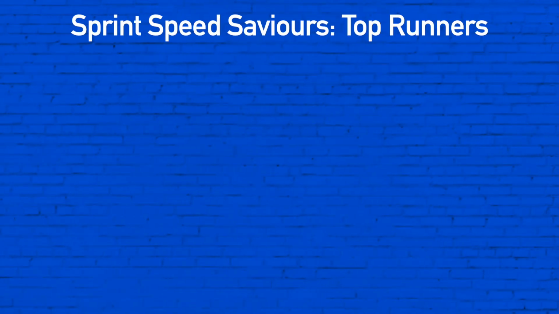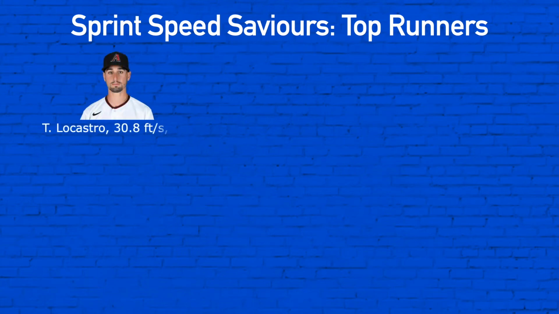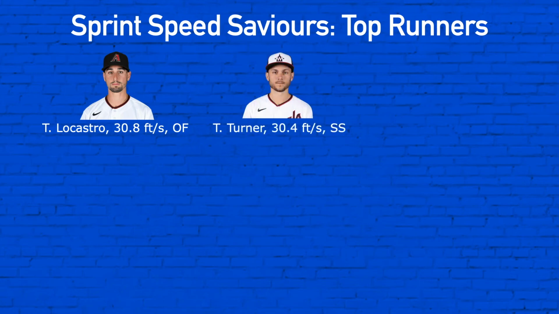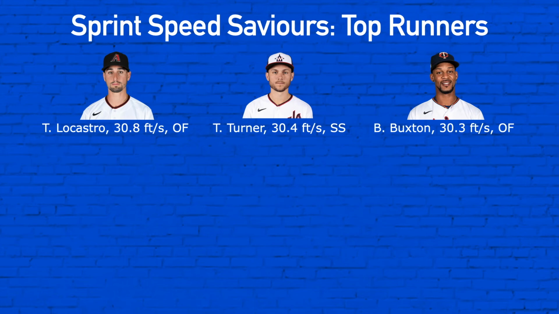Now, onto the fastest runners according to sprint speed. From best to third best: Tim Locastro, 30.8 feet per second, outfield. Trea Turner, 30.4 feet per second, shortstop. Byron Buxton, 30.3 feet per second, outfield. These are players who all play positions that have one thing in common: the need for range.